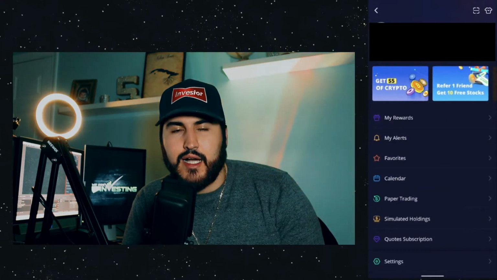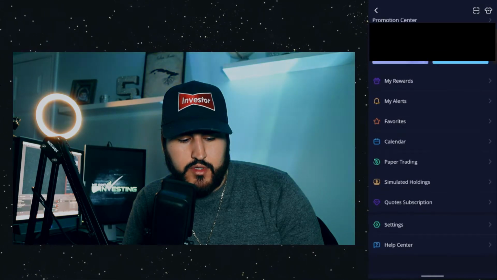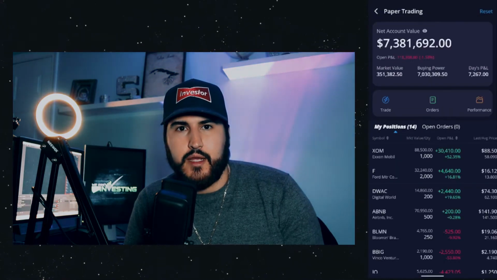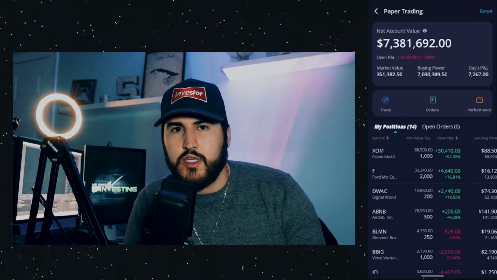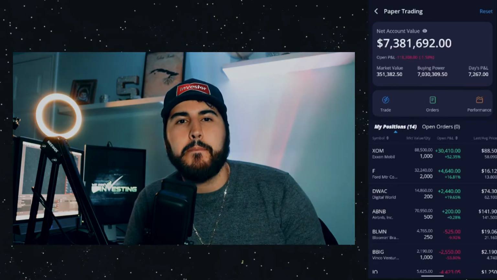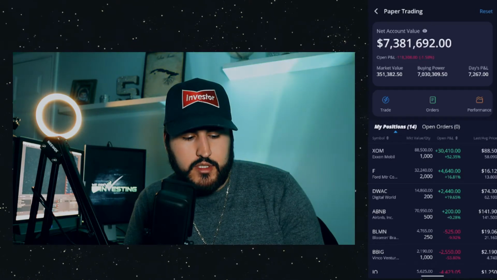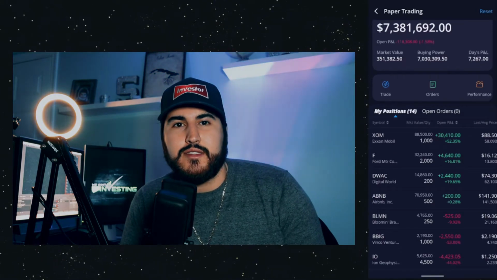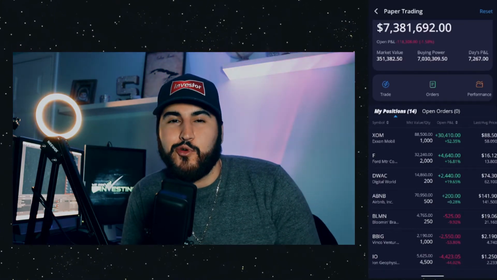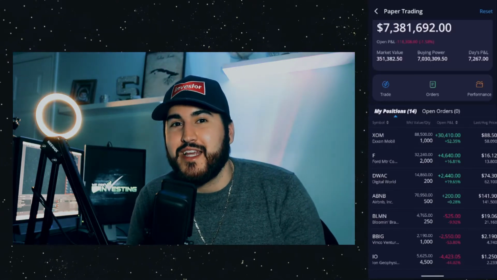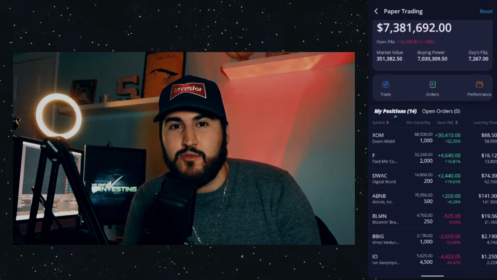So to get to paper trading, when you open up the application, you're going to hit that icon in the top right, you're going to scroll down and you're going to hit paper trading. I believe the default value is $1 million. You can buy and sell stocks in this paper trading. You cannot paper trade options. And it's just fun to see what would happen. Let's pretend that we're rich and throw a ton of money in one particular stock and see what happens.